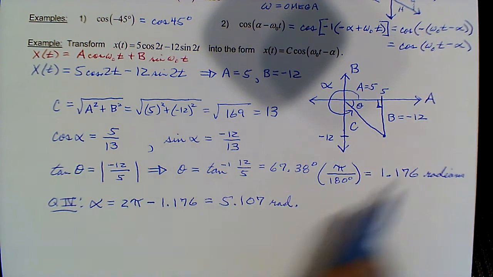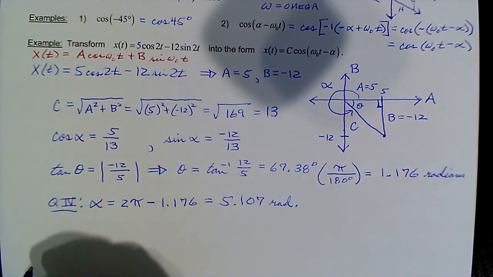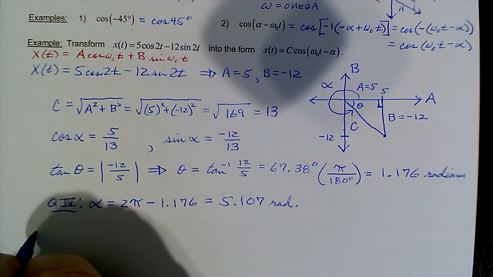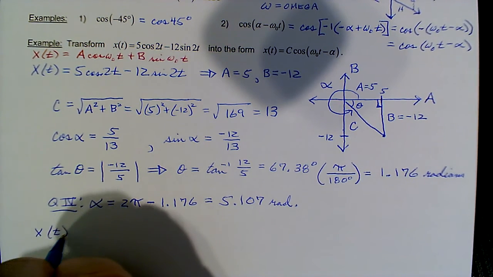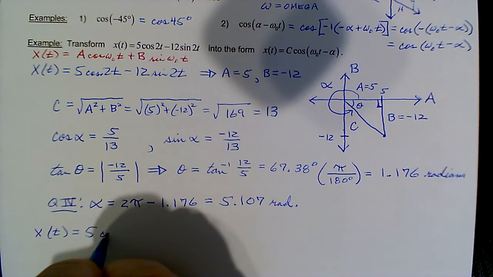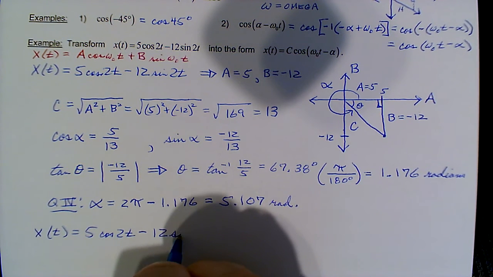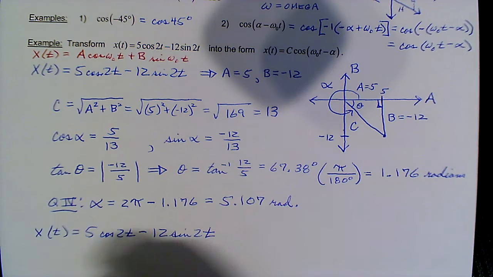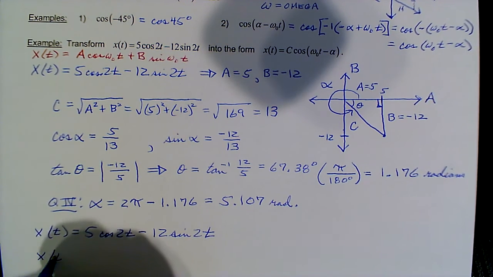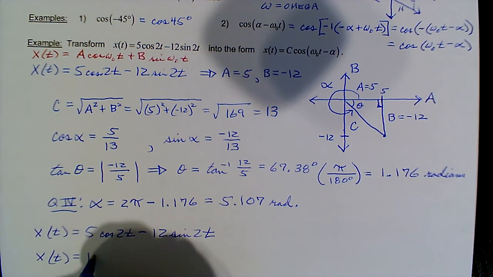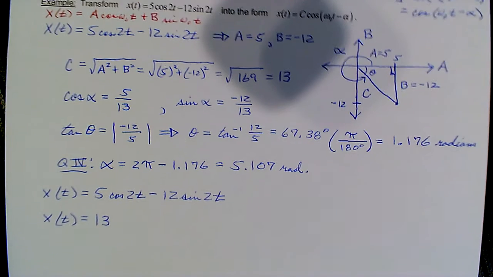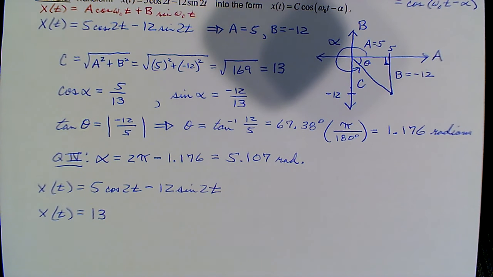Okay, so now we have everything we need from the triangle to go back to our expression, x of t equaling 5 cosine 2t minus 12 sine of 2t. And the neat thing about what we're going to do is we're going to factor out the value of c. So whatever the value of the hypotenuse is, we're going to factor it out. Now this might seem awkward, but it's really rather easy.